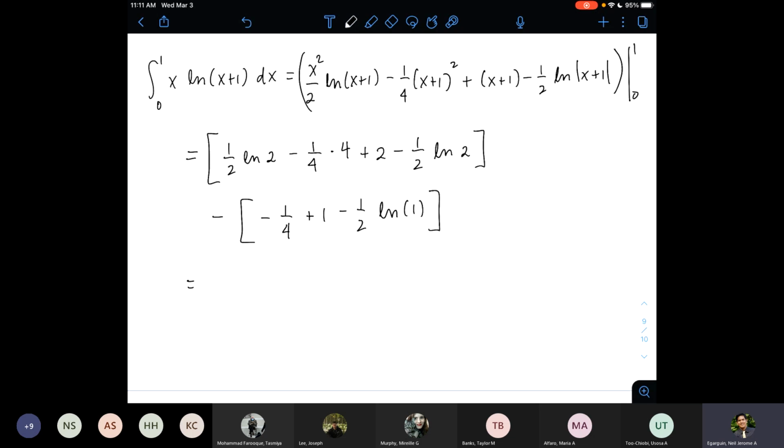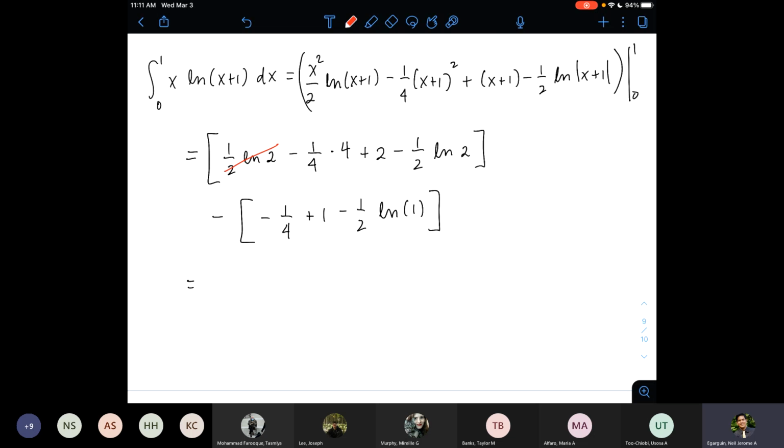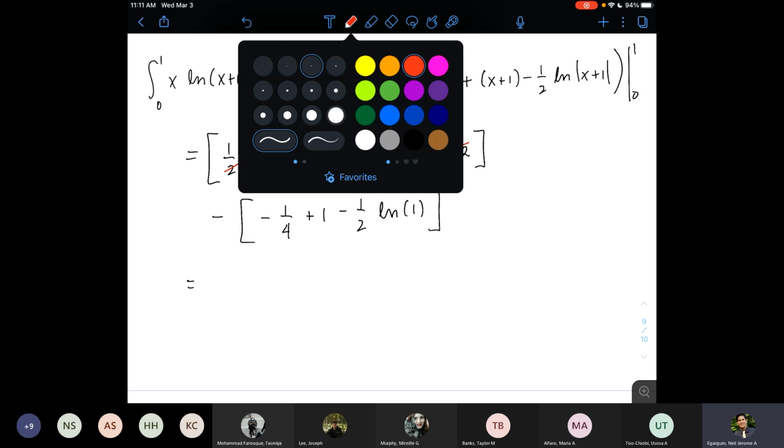And let's see what happens here. I have a 1/2 ln 2 here. I have a minus 1/2 ln 2 there, so they cancel each other out. This guy becomes -1 because of the negative sign there. So let me just write that as -1. And then I have a 2, so the first term simplifies to 1.